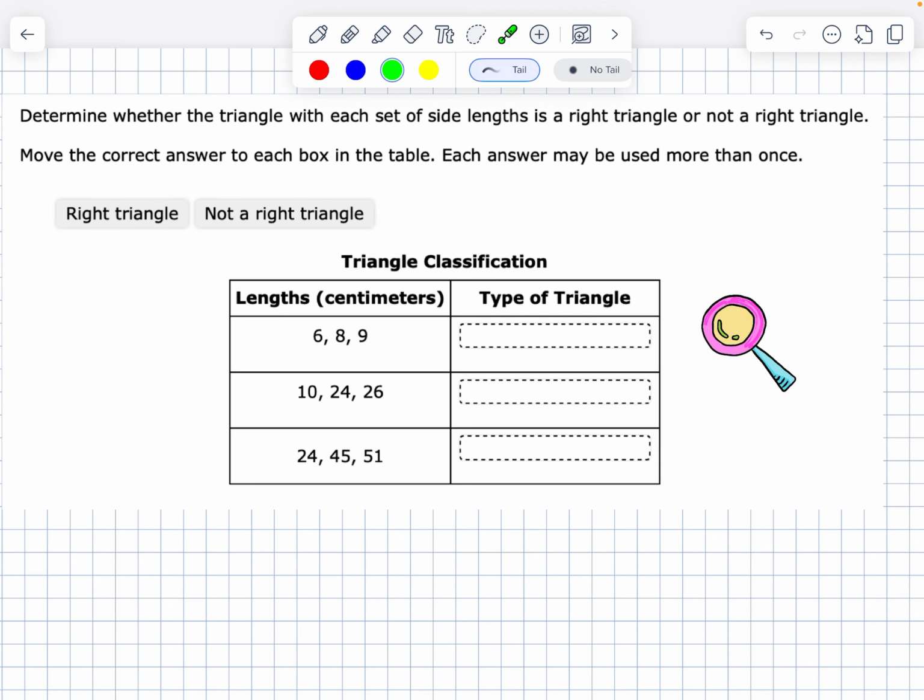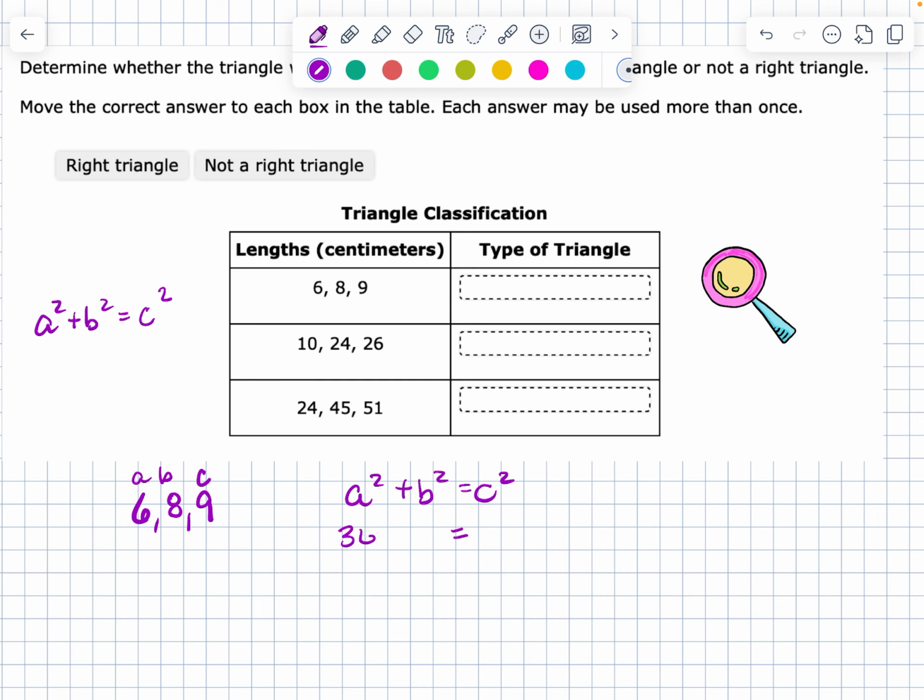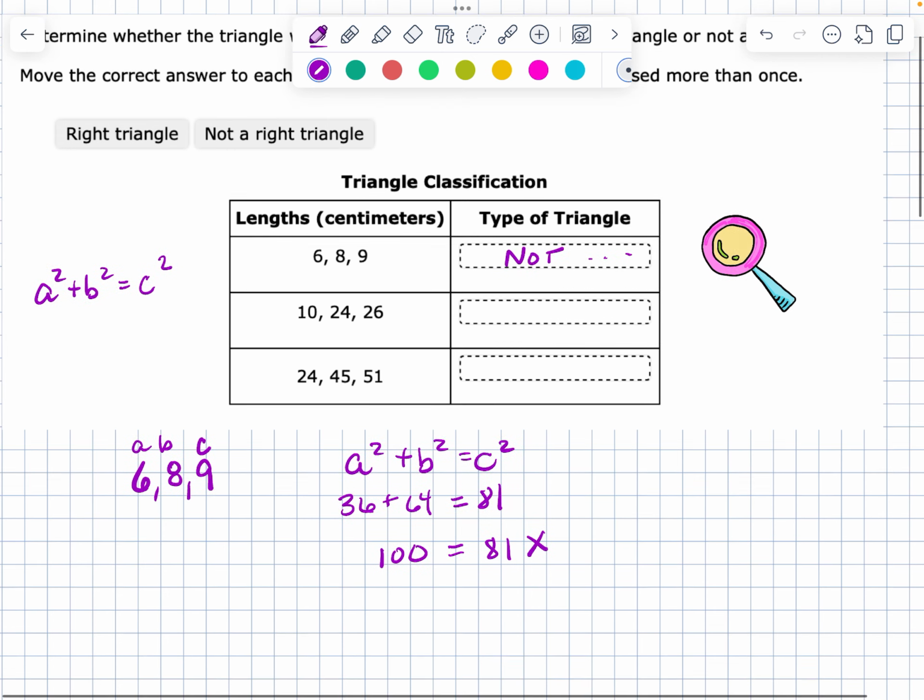So I like to write the equation out. So a squared is 36, b squared is 64, and c squared is 81. And 64 and 36 is 100. Okay, and 100 does not equal 81. So this is not a right triangle, so we're going to say not, and I'll let you fill in the rest.